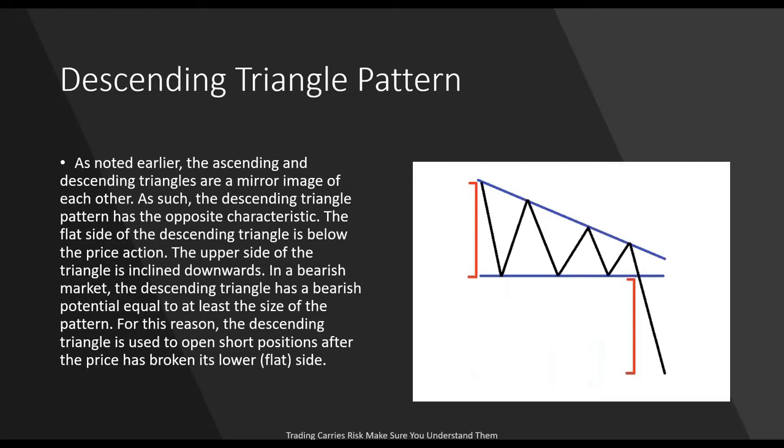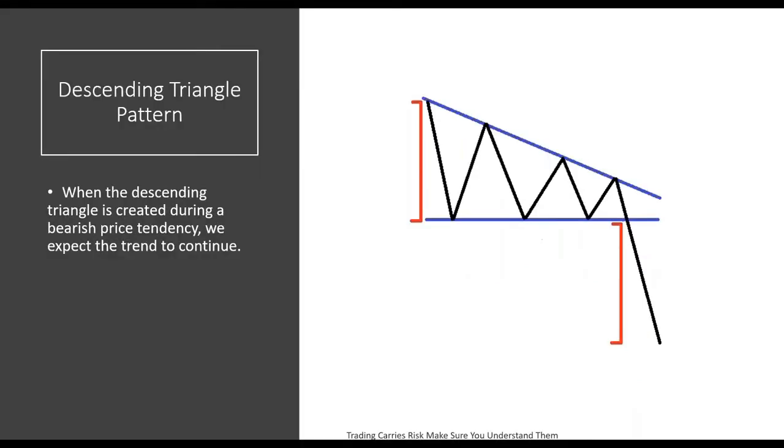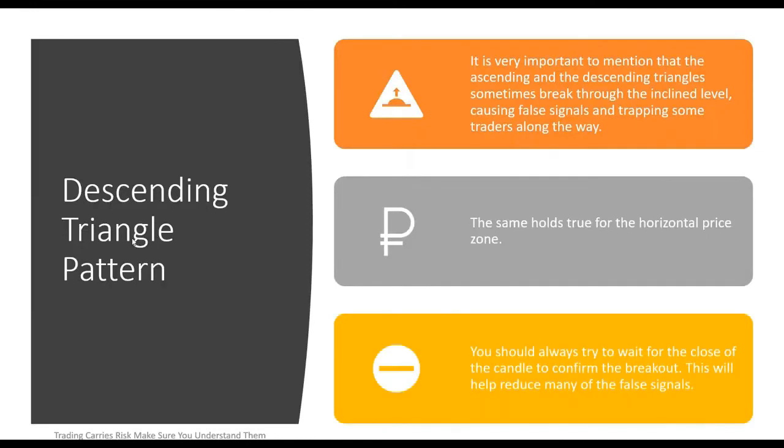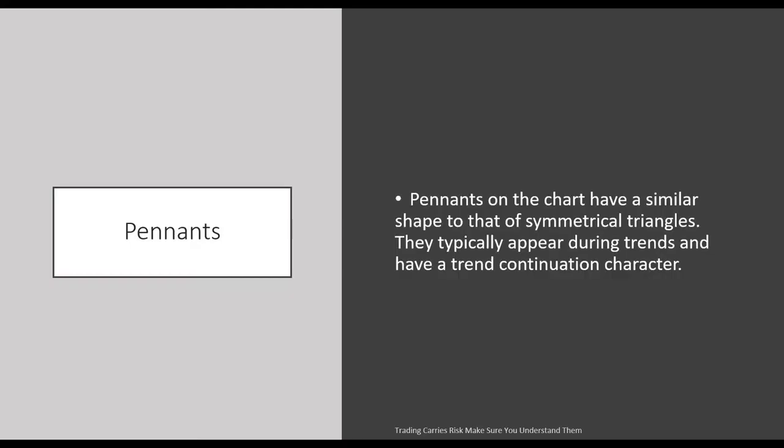And a descending triangle is the exact opposite. And you can still measure the width of the triangle. So it's very important to mention that the ascending and descending triangles sometimes break through the incline level and cause false signals and trap some traders the wrong way. You should always try to wait for the close of the candle to confirm the breakout. This will reduce many of the false signals.